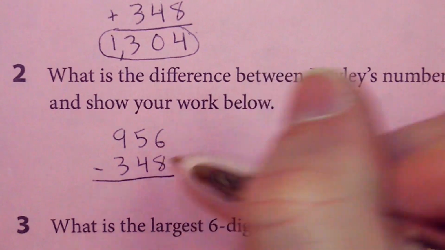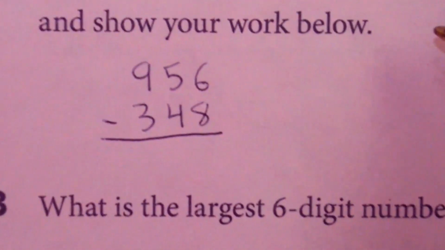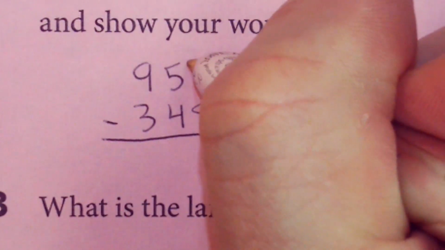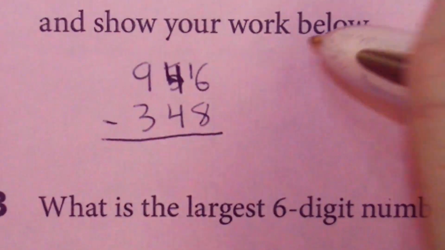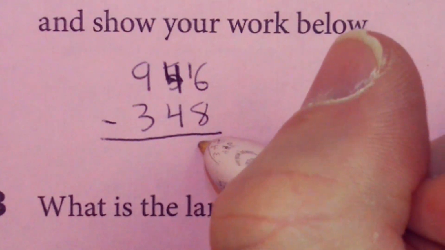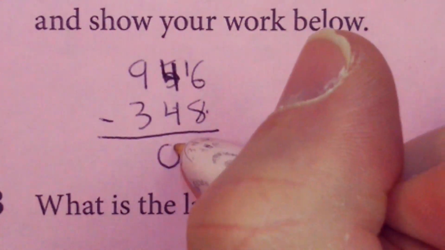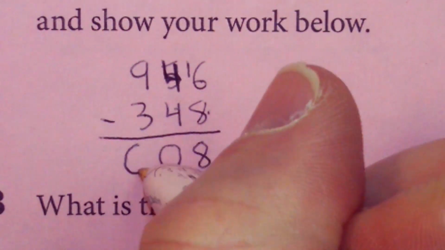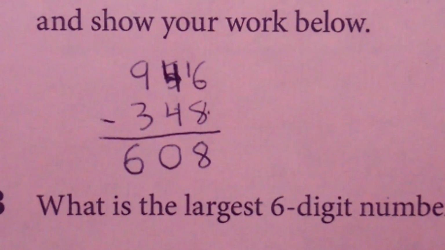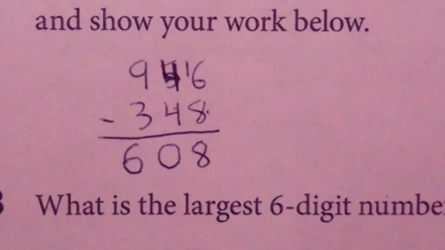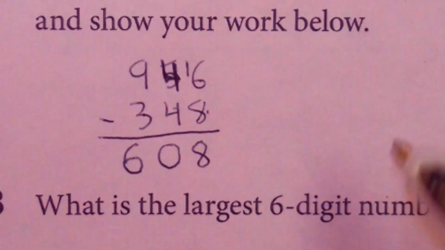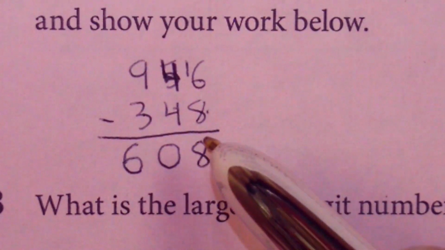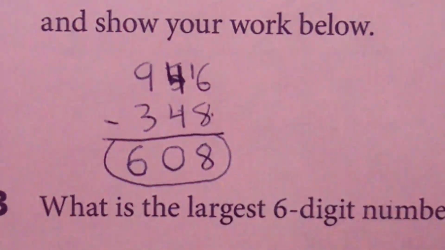6 minus 8, oh no, there is more on the floor, so we need to go next door. So I'm going to borrow 1 from this 5, which turns that 5 into a 4. Now I can take 16 minus 8 and get 8. I can take 4 minus 4 and get 0. And I can take 9 minus 3 and get 608. If you wanted to use some give or take, if you wanted to break the numbers apart to do subtraction, you can use whatever strategy you want, but you do want to get this answer. Okay?